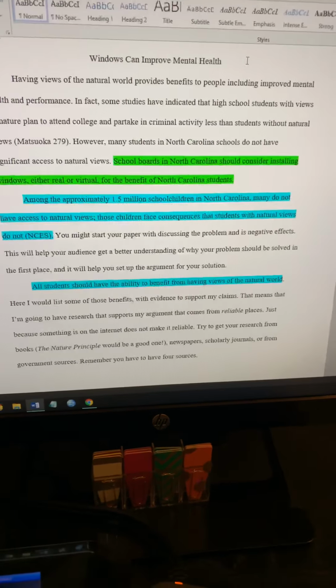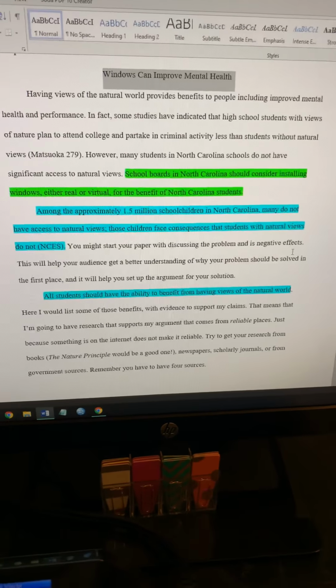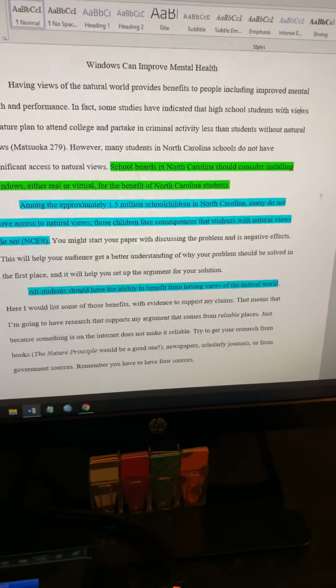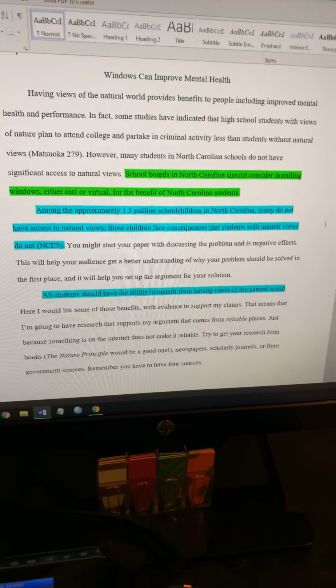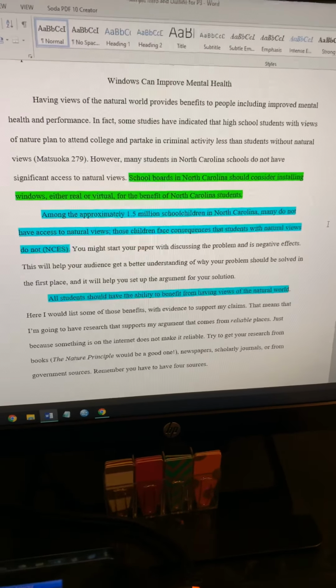If I handed this to somebody on the street, they would know that I'm talking about Windows and mental health, right? They might not know exactly what my entire argument is, but they have some idea of what it is. So always want to have that clear, original title.